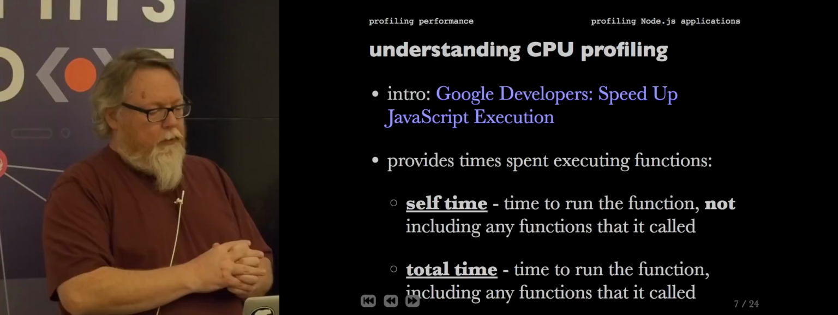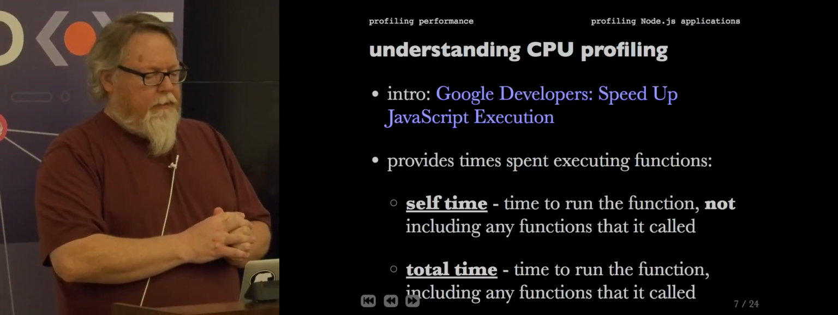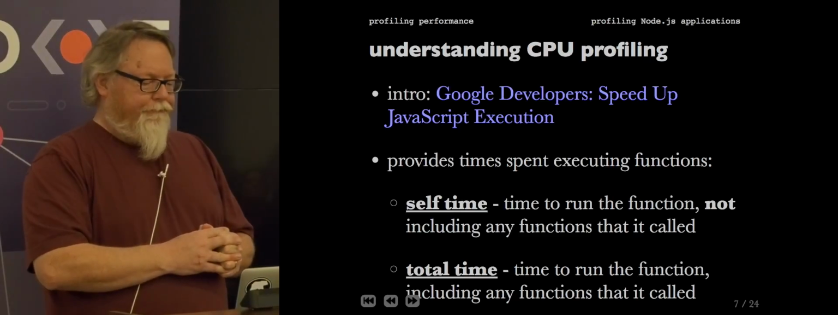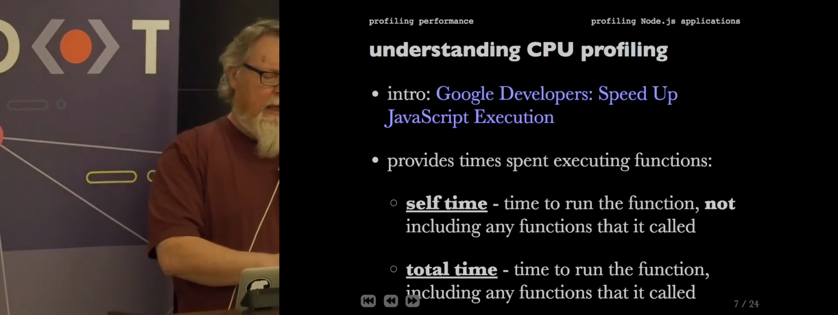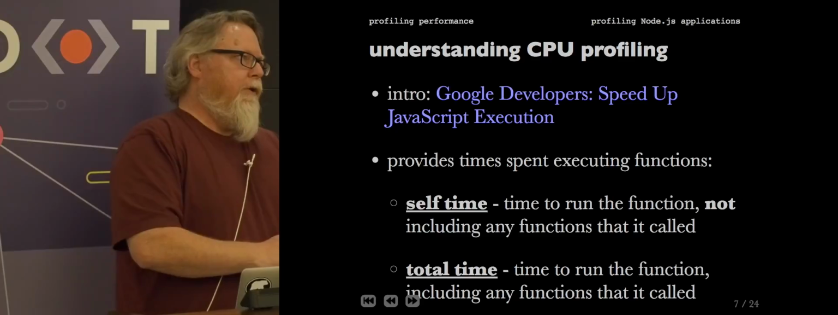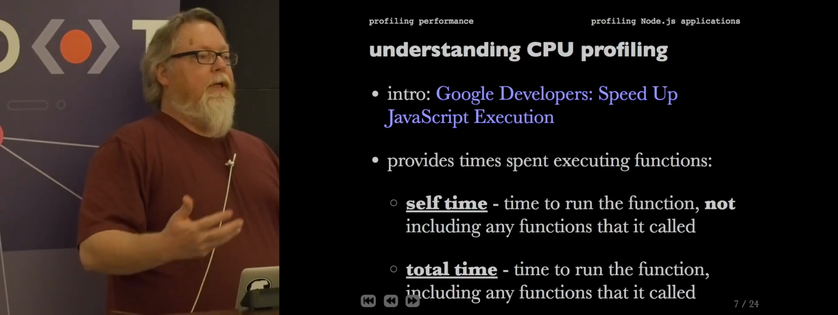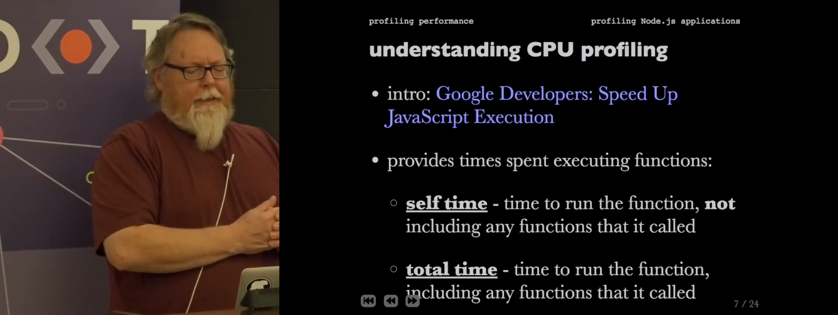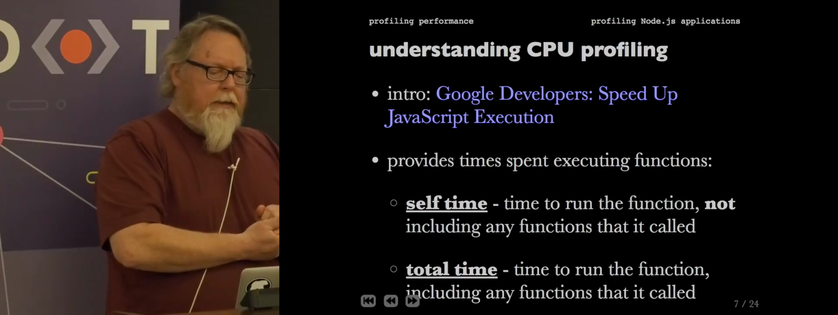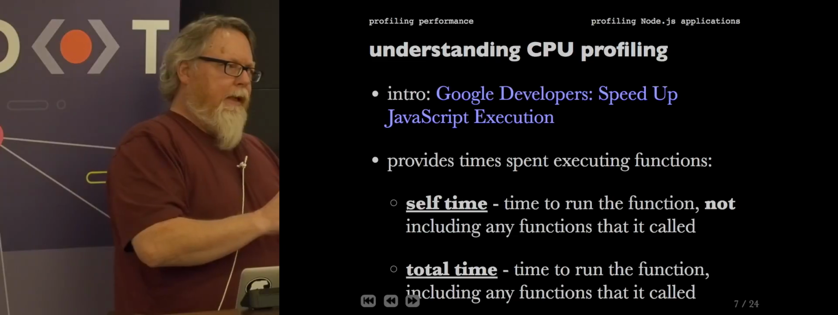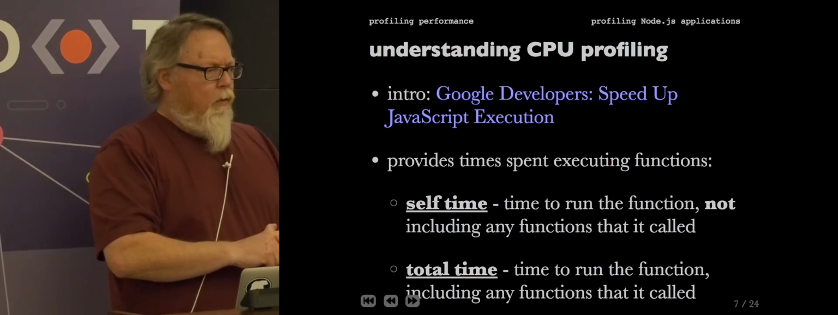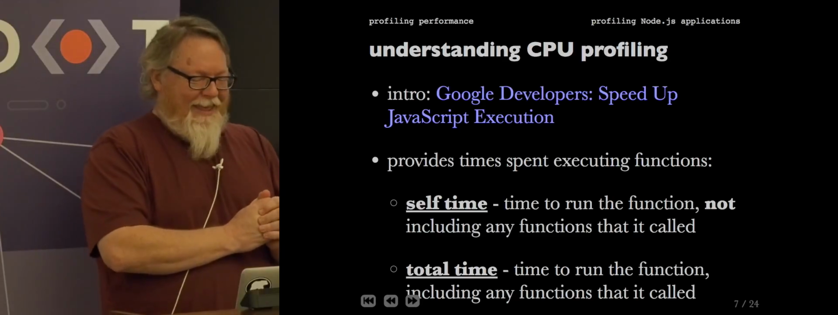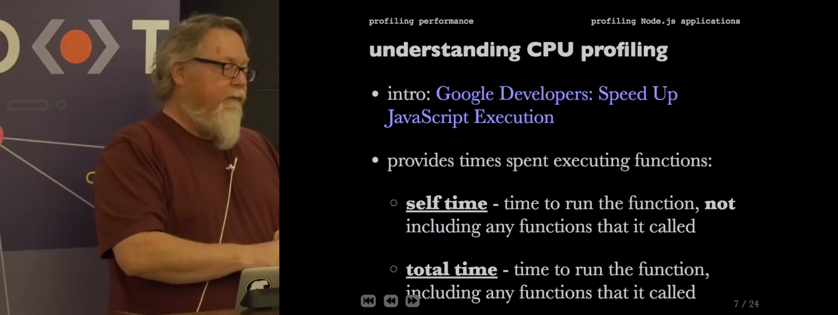So here's a link to an article Google has up about using their CPU profiler, with some hints and tips, which is very useful. Usually the output of the CPU profiler is going to organize things by function. It will provide a list of functions, essentially, or you'll see visually function blocks. And there will typically be two numbers associated with those functions. They're both time, typically milliseconds. You hope they're milliseconds or sub-milliseconds. One is self-time, the other is total time.